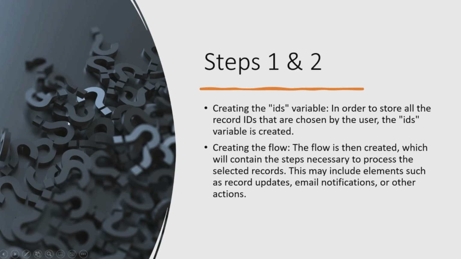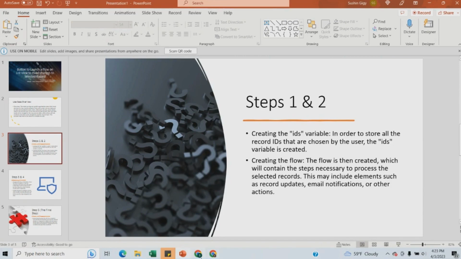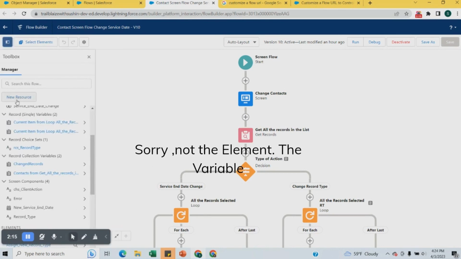So in order to make this process easy, I thought of doing that for the selected clients from the list view. There are certain steps involved, and I will take you through the first and second steps right now, which are related to the flow. First we have to create an IDs variable in the flow, which will collect all the chosen record IDs from the list, whichever the user is selecting. The second is the flow itself. Let's go ahead and see it in the flow. This is the flow that I have created.